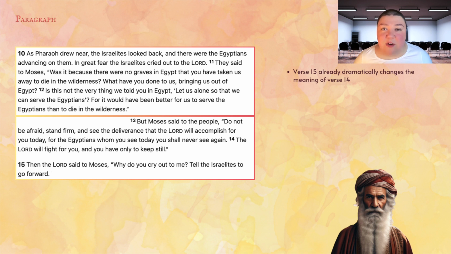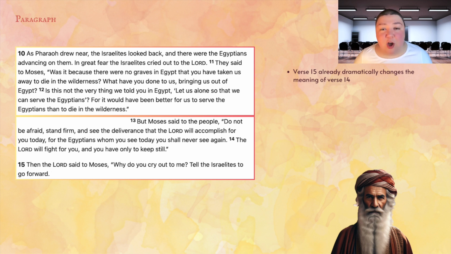"As Pharaoh drew near, the Israelites looked back, and there were the Egyptians advancing on them. In great fear, the Israelites cried out to the Lord. They said to Moses, 'Was it because there were no graves in Egypt that you have taken us away to die in the wilderness? What have you done to us, bringing us out of Egypt? Is this not the very thing we told you in Egypt? Let us alone, so that we can serve the Egyptians. For it would have been better for us to serve the Egyptians than to die in the wilderness.'"